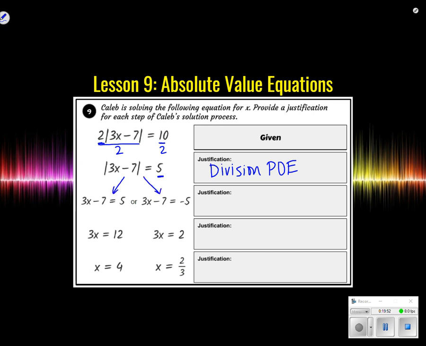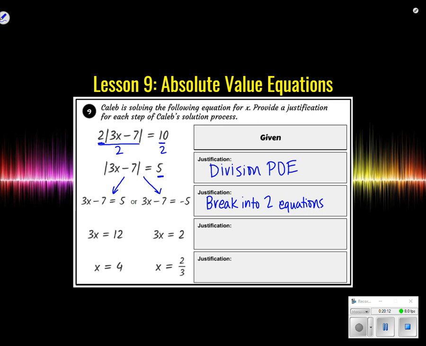Right? So there's not really an official name for it. Maybe there is, but I don't know what it is. But we're going to say break into two equations to basically get rid of that absolute value.